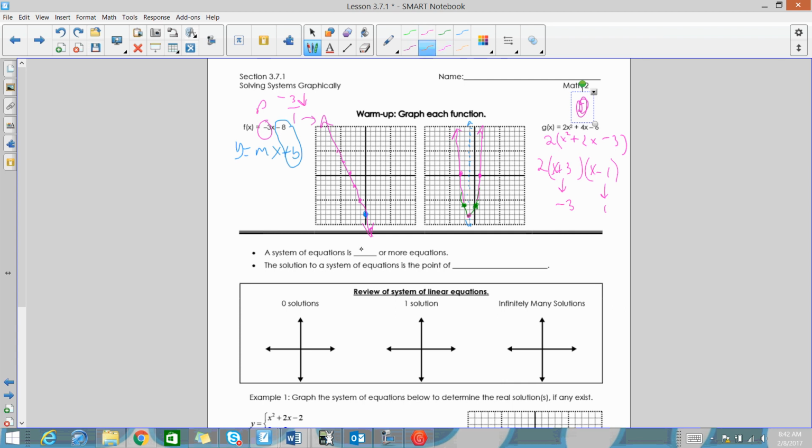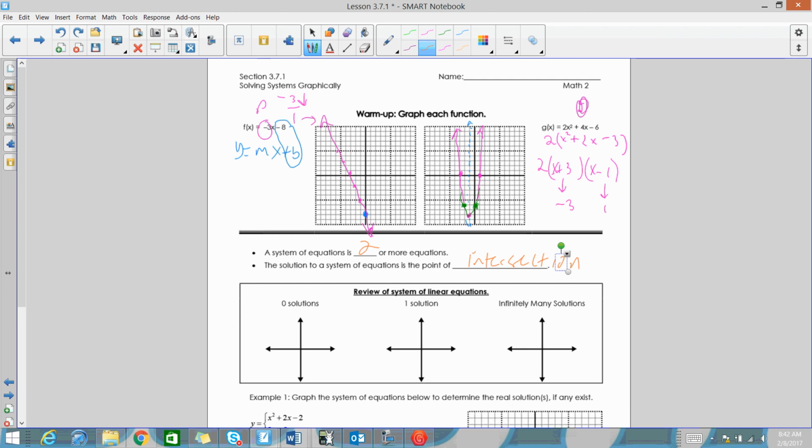A system of equations is when you have 2 or more equations. Today we're just going to be working with 2, but sometimes you can have 3, 4, 5, 6, and that's when the fun happens. The solution to a system of equations is always the point of intersection. It's where they cross.